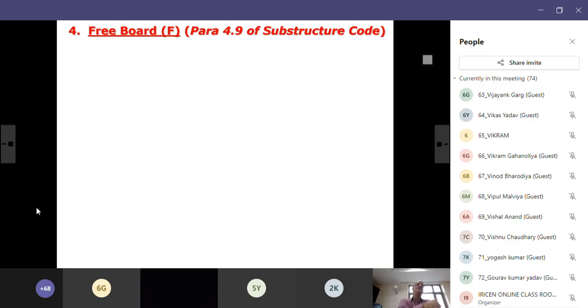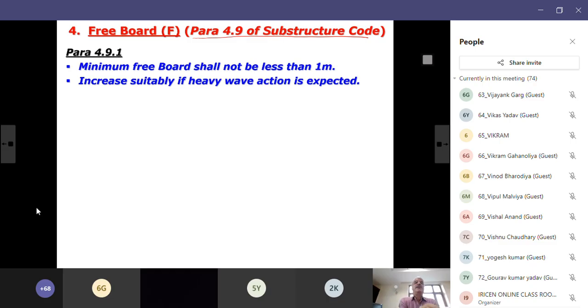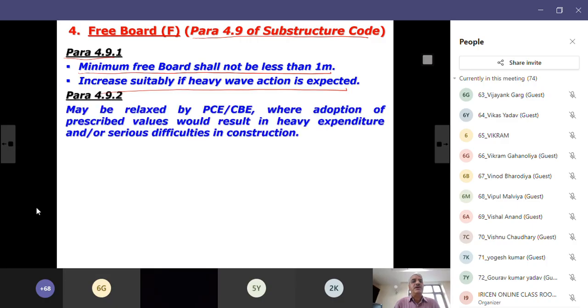Last, we will see freeboard before we go for tea, and then we'll finish this subject. Freeboard is covered in para 4.9 of the substructure code, and for freeboard you don't use QF, you use Q. You don't use foundation discharge, you use design discharge. And the freeboard requirement is given in para 4.9.1. It is minimum 1 meter. Minimum 1 meter freeboard is required, and you can increase it suitably if you have heavy wave action or choppy waves. Some rivers or waterways have heavy waves, whatever the wave height is, if you feel, you can increase it suitably, otherwise 1 meter.